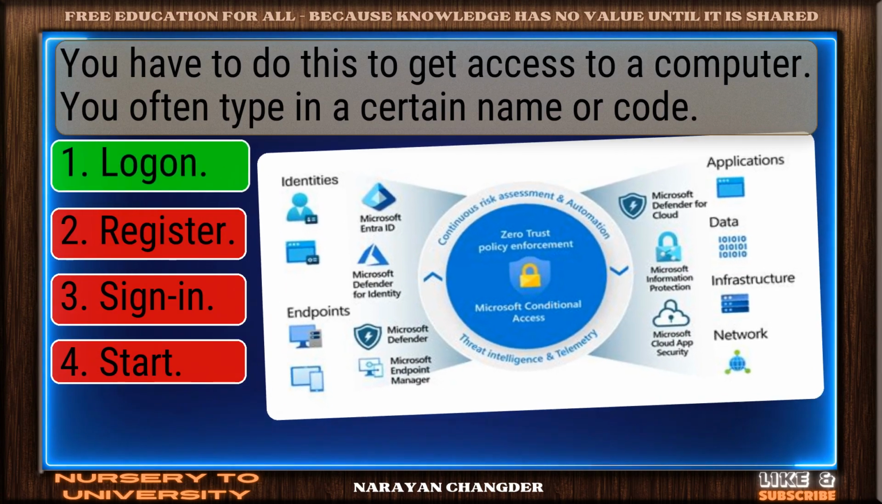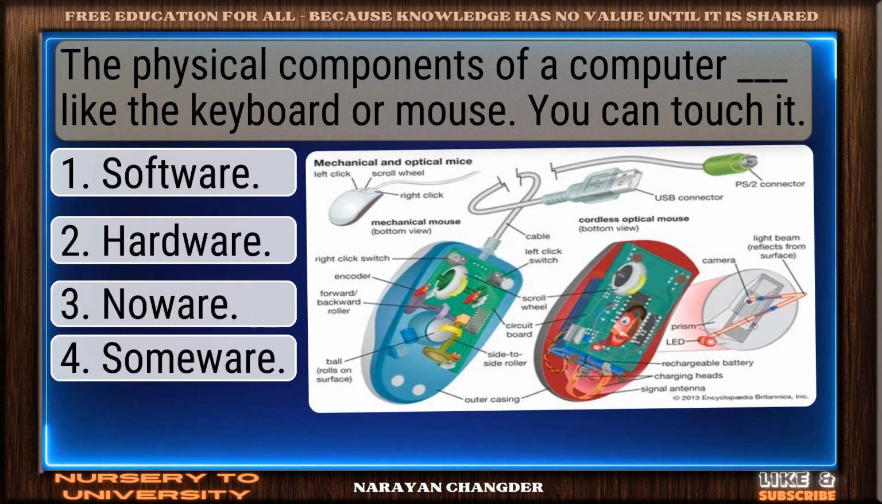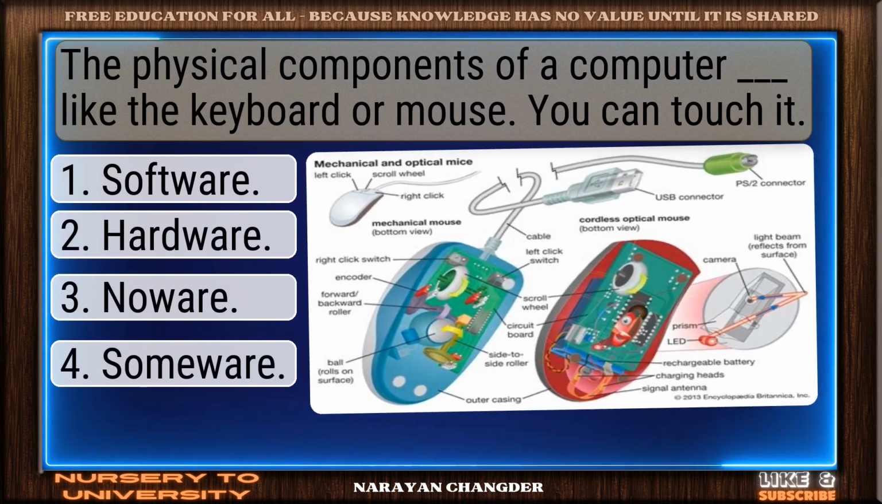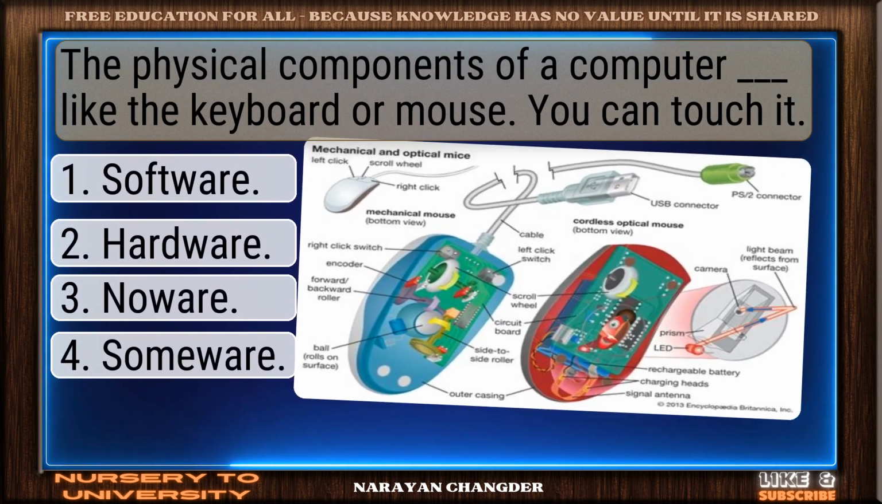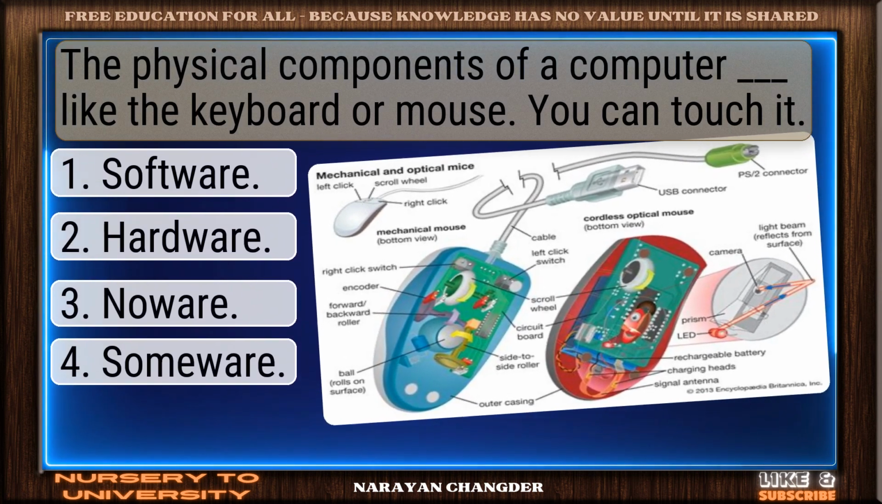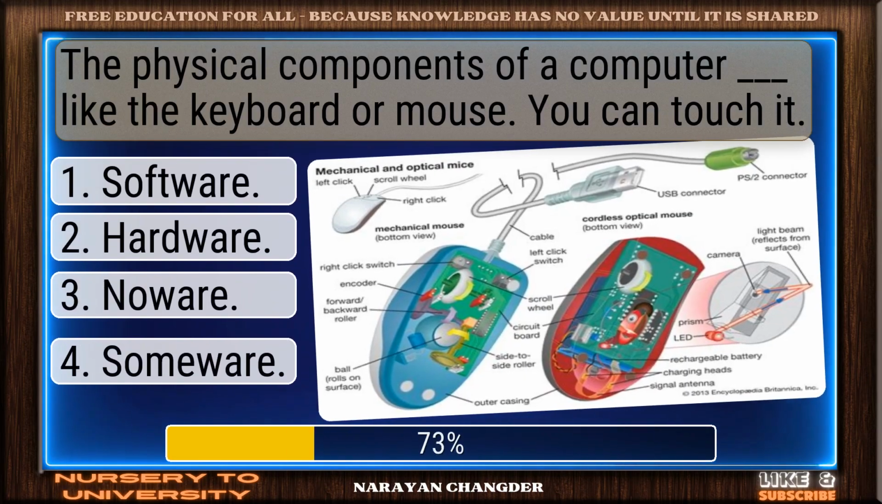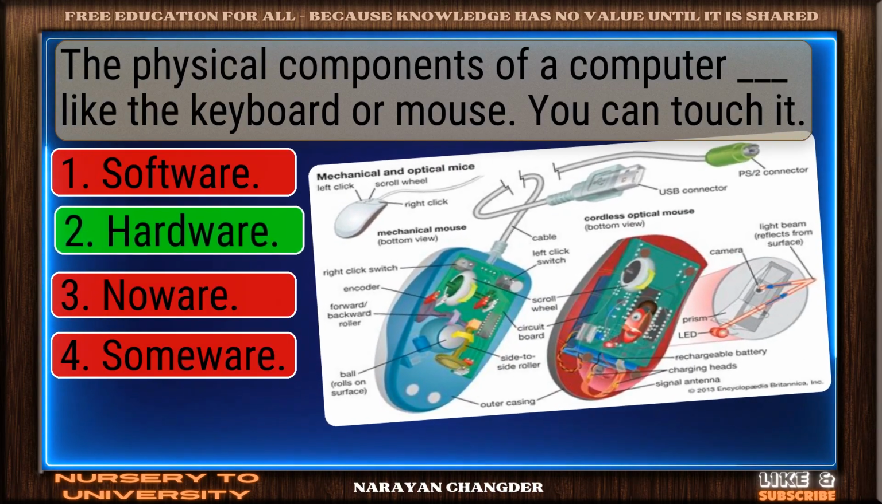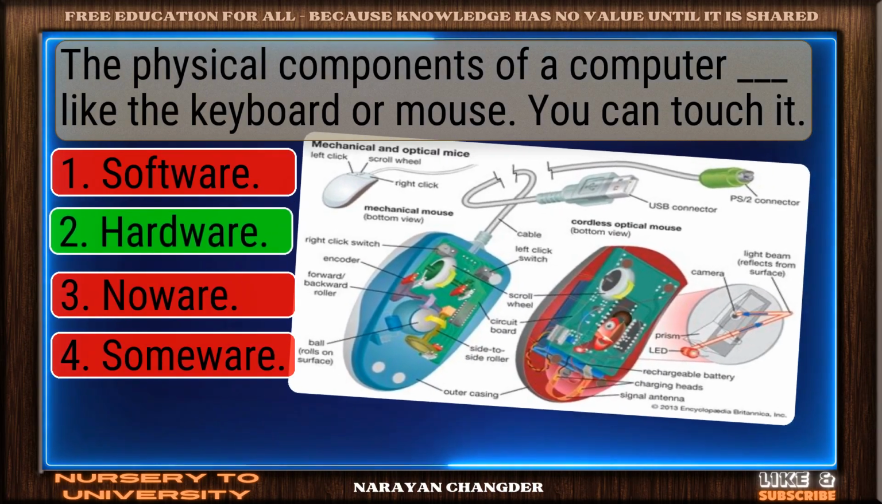Perfect. Logan is the correct choice. Question number 25. The physical components of a computer, like the keyboard or mouse. You can touch it. You chose hardware, and it is correct.